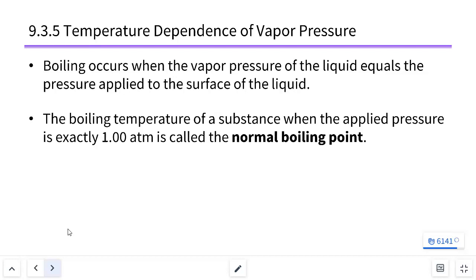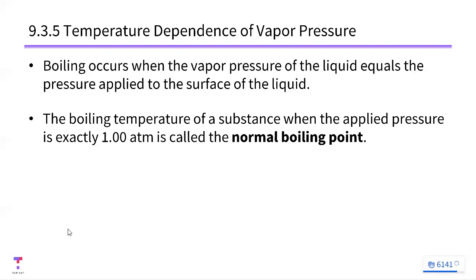So we need a definition that helps us to define when boiling actually takes place. And the answer to that is a relationship of pressure. In particular, the vapor pressure of the liquid relative to the external pressure above the liquid. So by definition, boiling is something that takes place when the vapor pressure of a liquid matches the atmospheric pressure above the liquid. And so at normal conditions, we get the normal boiling point.